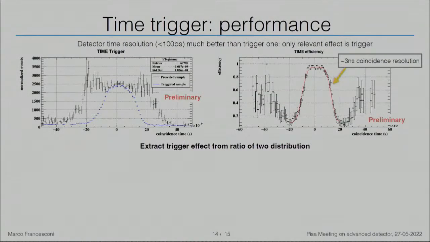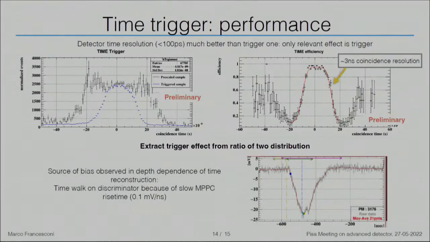This is the same kind of ratio. Those are the mu gamma trigger and the prescaled one, and by the ratio we observe a 3 nanoseconds coincidence, which is not so great, but we understood the source of this, and it's due to the very small rising time of the MPPC signals. So this will be cured in the future.